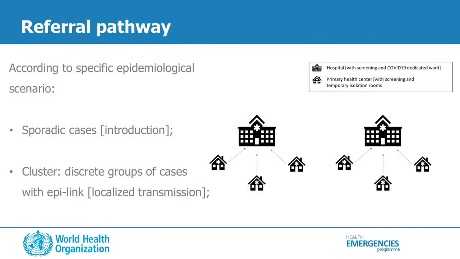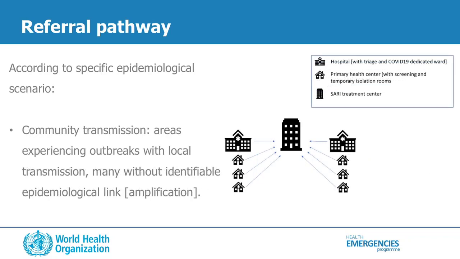The referral pathway changes according to the different scenarios. During the introduction and localized transmission scenario, suspected COVID-19 patients can be identified at primary care screening and referred to the hospital where a dedicated COVID-19 ward has been designated. When reaching the community transmission scenario with the opening of a dedicated SARI treatment center, the referral pathway changes accordingly, and all suspected and confirmed COVID-19 patients will then be referred to the treatment center.